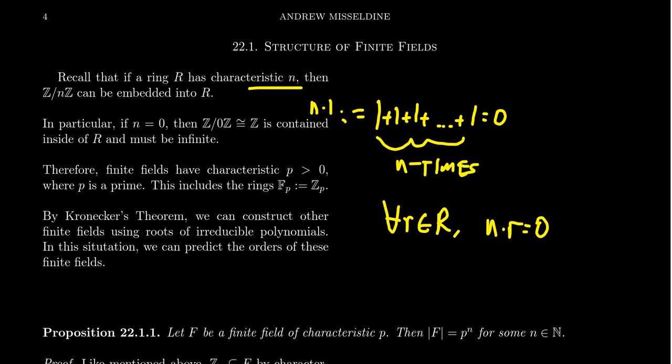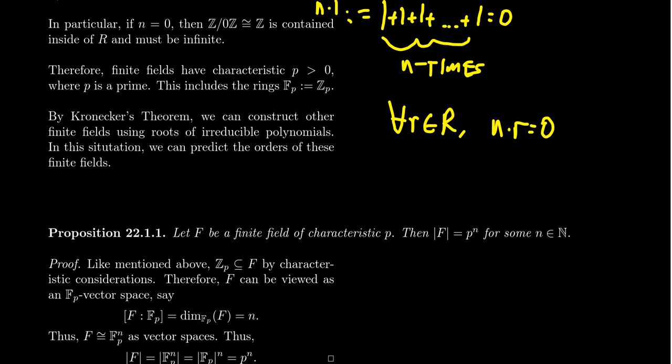Can we get other fields than that? Well, the good news is yes. By Kronecker's theorem, we can build new finite fields by using irreducible polynomials over Z_p adjoin x. So if I can find a polynomial, say p of x, let's not use p since p already has a different meaning here. So let's take the polynomial q of x, which belongs to F_p adjoin x right here.